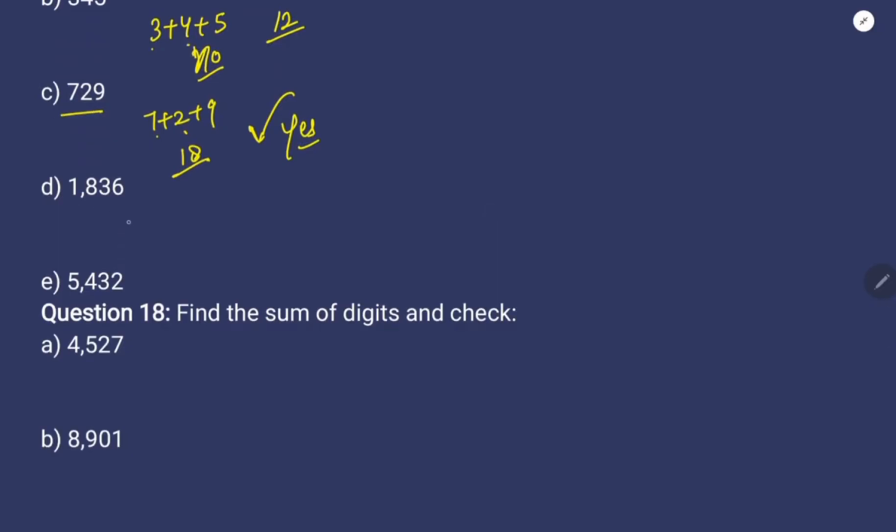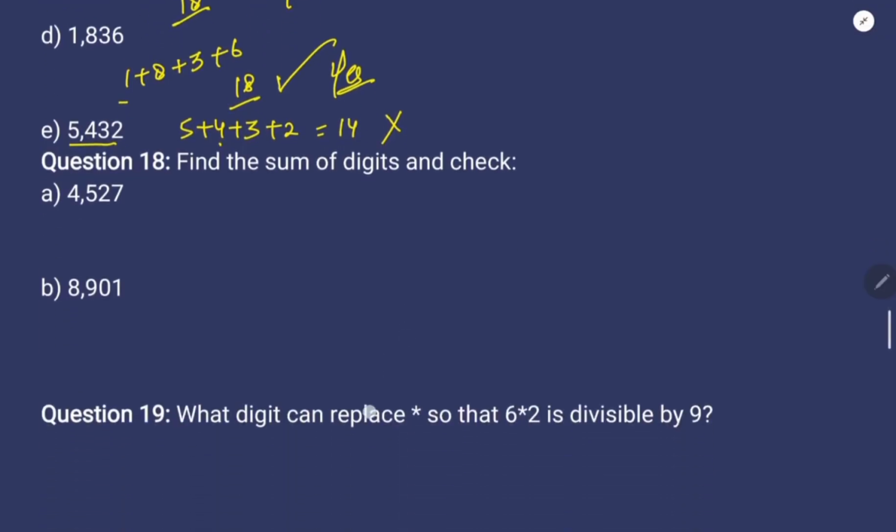So we have 1 plus 8 plus 3 plus 6. 1 plus 8 is 9. 9 plus 9 is 18. Is 18 divisible by 9? Yes. So you will say yes, right? Next we have 5, 4, 3, 2. 5 plus 4 is 9. 9 plus 3 is 12, plus 2 is 14. 14 is not divisible by 9, right? This is not hard at all.